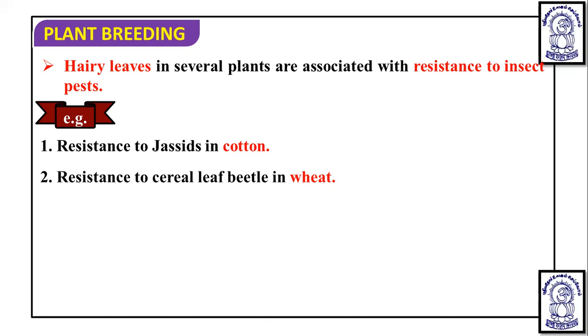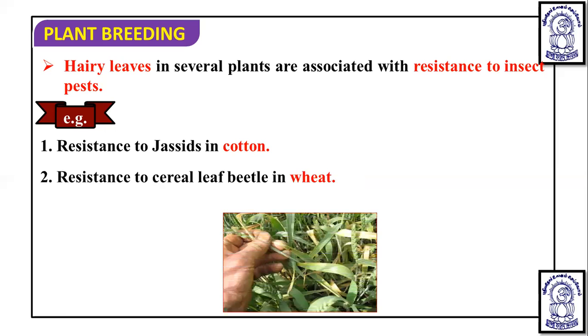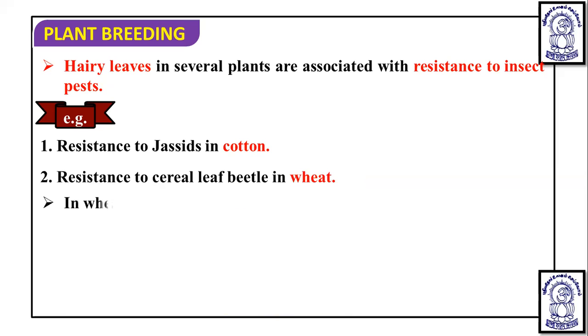and as well as resistance to cereal leaf beetles. These leaf beetles, which affect cereals, specifically wheat, are avoided by these hairy leaves. So for both, hairy leaves are a type of morphological resistance. So it is the first example.